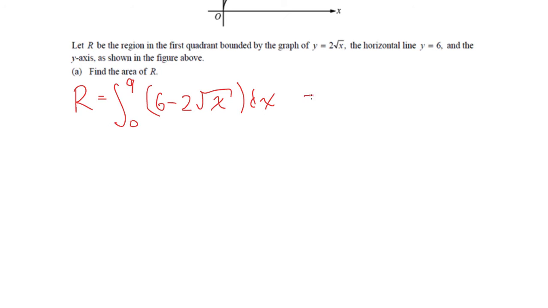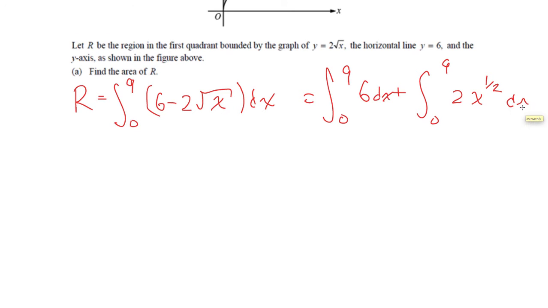So this is going to be equal to the integral between 0 and 9 of 6 plus the integral 0 to 9 of 2 square root of x, and I'm going to say x to the 1/2, both of those dx. You don't have to separate them, but it makes it easier because you don't have to worry about this 6 all of a sudden. So 9 minus 0 is 9. 9 times 6 is 54. So it's going to be 54 plus, now we don't have to worry about it. And then we're going to take the integral over here.